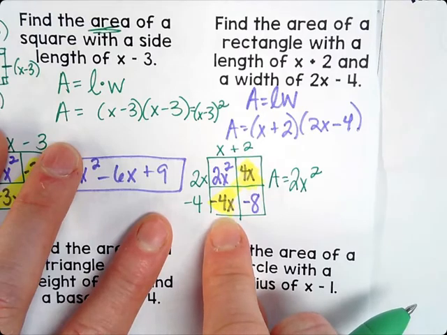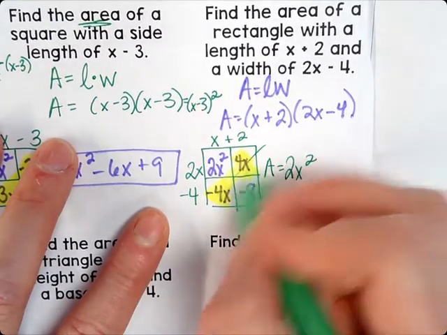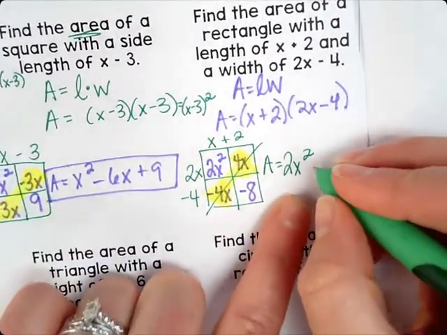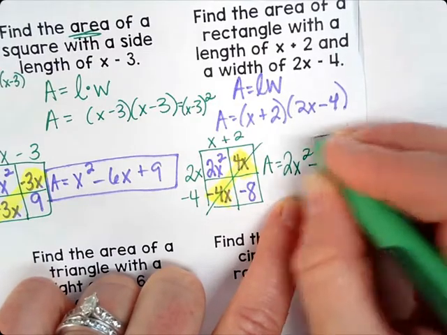We have a 4x minus 4x. What's going to happen there? 0. It's going to zero out, exactly. And all we have left is minus 8.